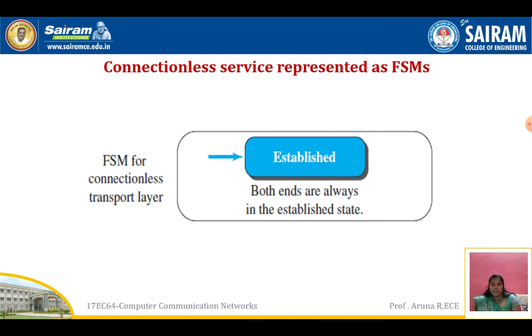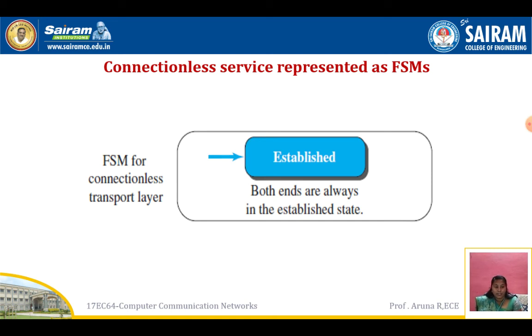When you take the FSM for the connectionless transport layer, both ends are always in the established state. Nothing needs to be done to get ready. Every time, whatever information it is getting, it will just pass to the other side of the network. So it is just sending whatever it receives. Both ends are always in the established state.